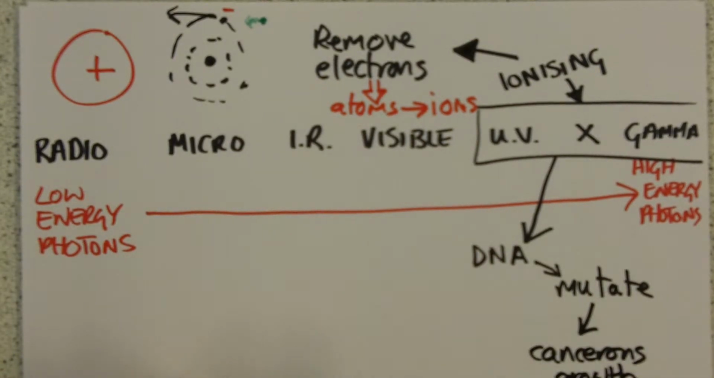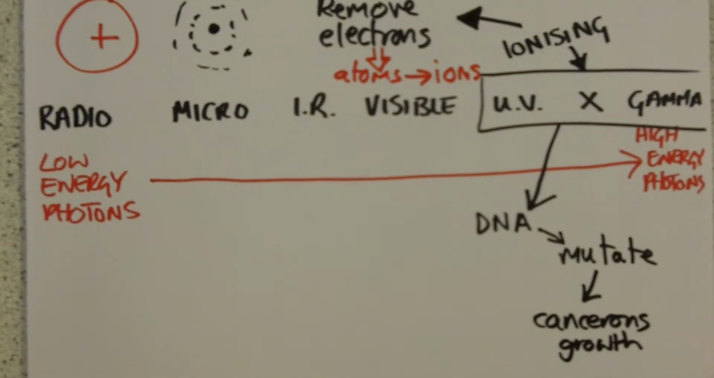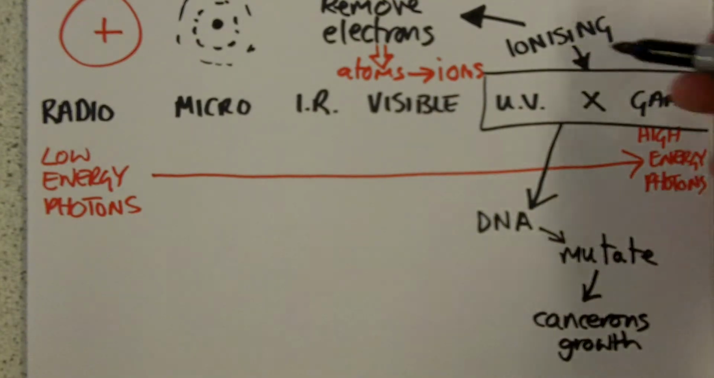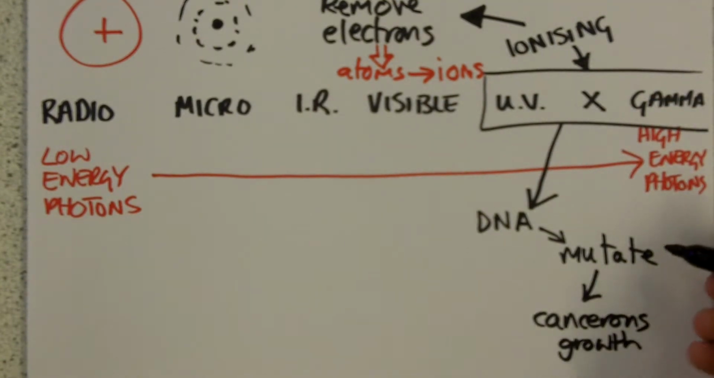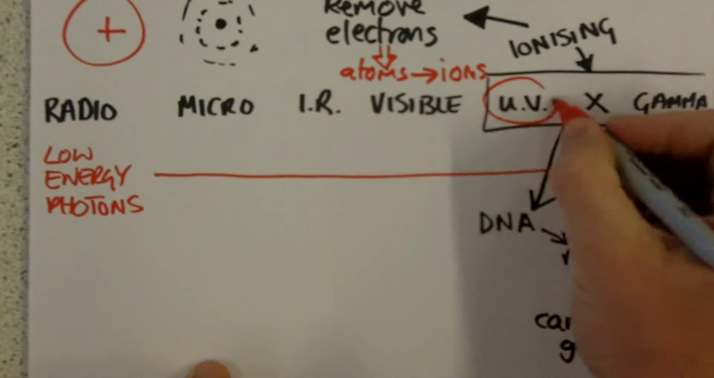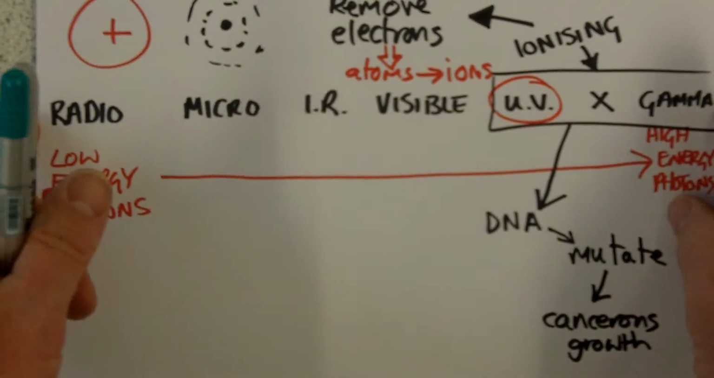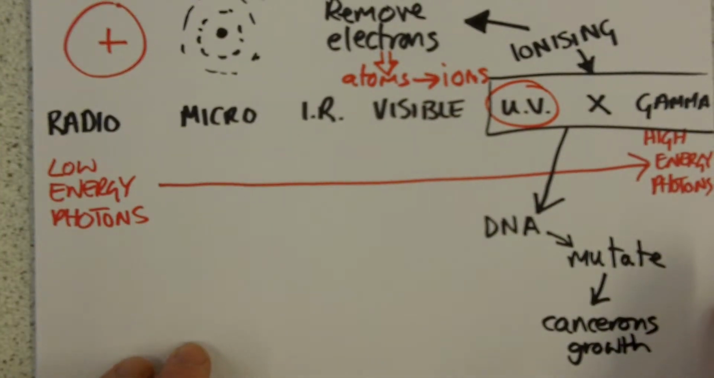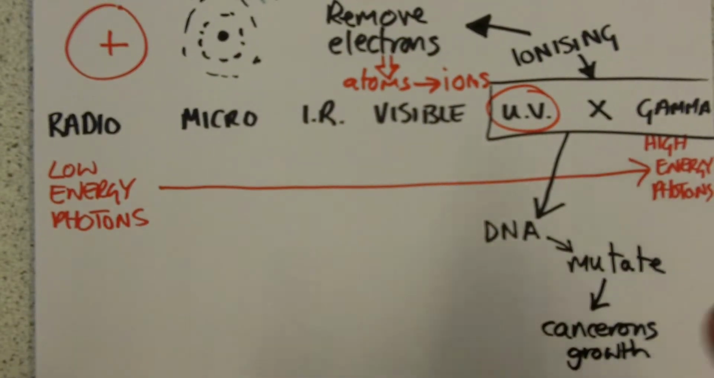So if DNA starts behaving oddly because it's been ionized, we get these mutations which can lead to cancer. So obviously we know that ultraviolet light comes from the sun and causes cancer, and therefore we use sunblocks to try and protect ourselves from the ionizing effects of this radiation.